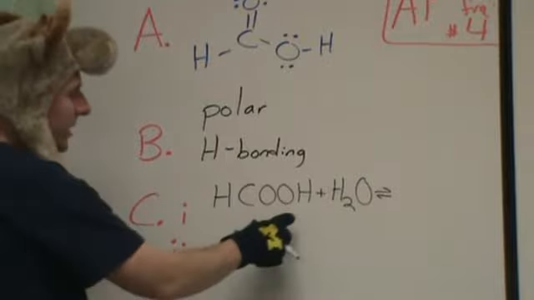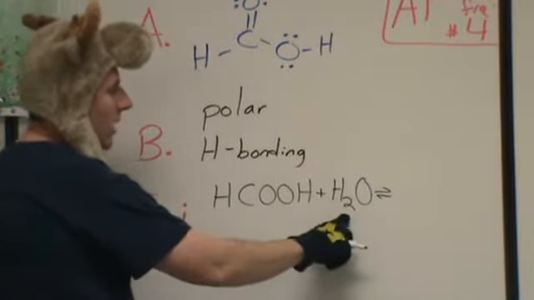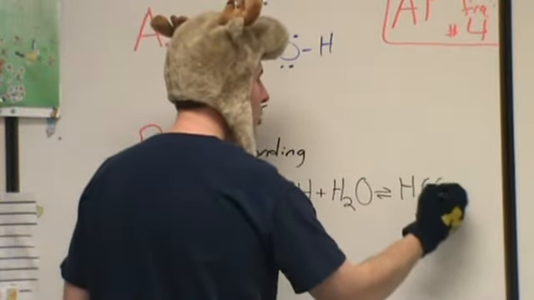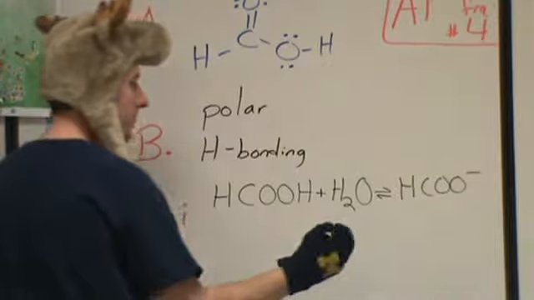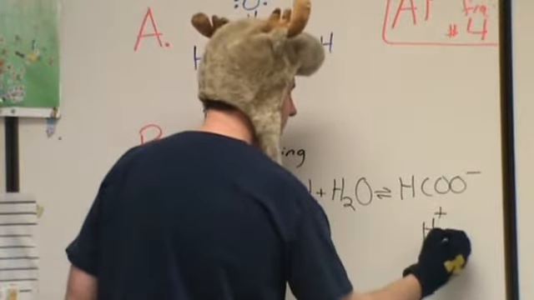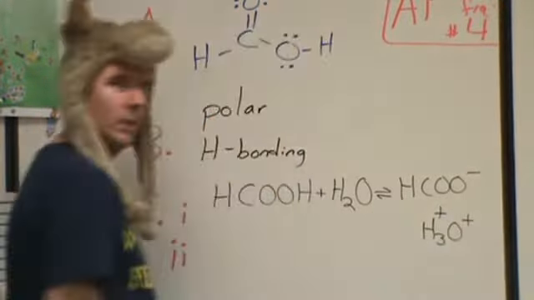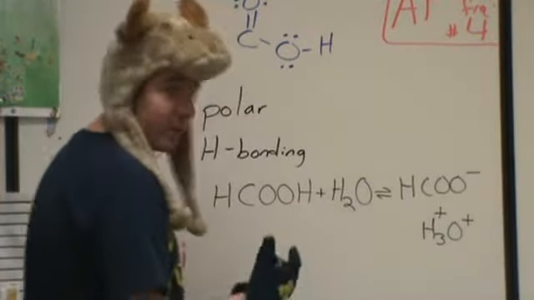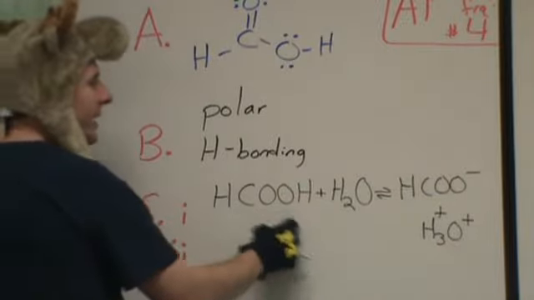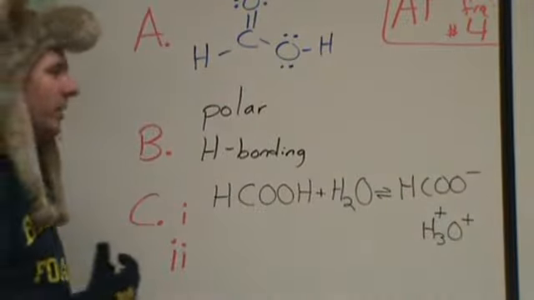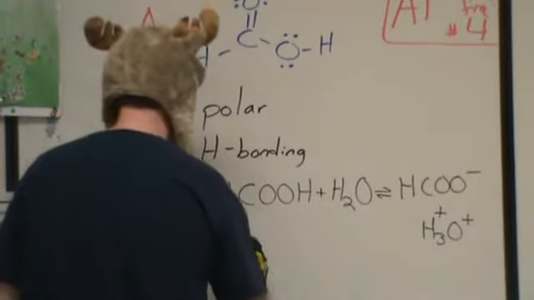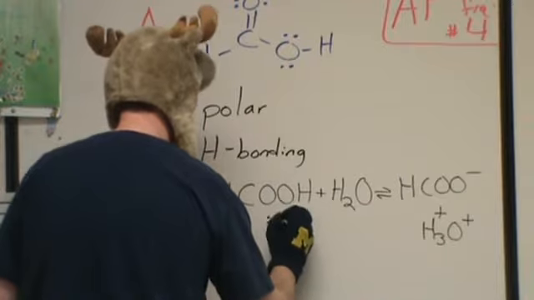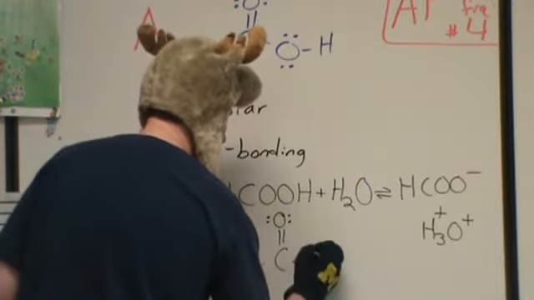This is an acid-base reaction. This H plus is going to come from here to the water. This is going to be my base, this is going to be my acid. So when I'm done, I'm going to have HCOO minus and a hydronium ion, H3O plus. Then the next part asks, what's the Lewis structure of the conjugate base? If this is my acid, the conjugate base is the same thing but missing an H plus ion. So the Lewis structure is very similar, except it's not going to have the hydrogen attached to the second oxygen.